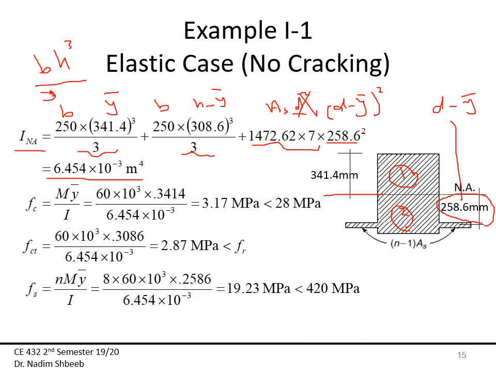Now I'm just going to use the simple stress equation, which is again Mc over I. Now c is basically my y bar, and I is the one that I calculated. The applied moment was 60 times 10 to the 3 Newton meters, times 0.341 meters, over I. Obviously it will give me 3.117 megapascals, which is less than the f prime c of 28 megapascals, so there's no failure here and everything is okay.